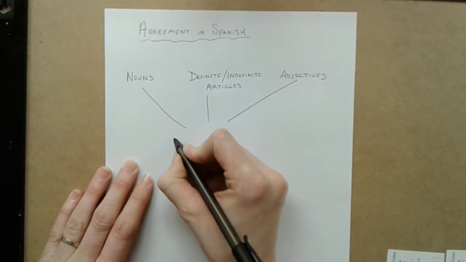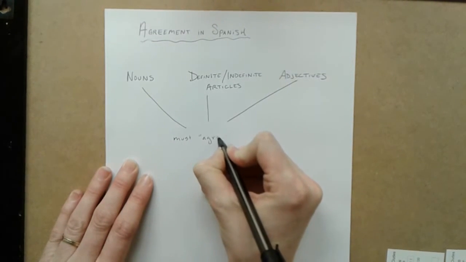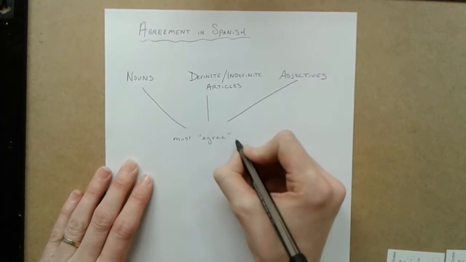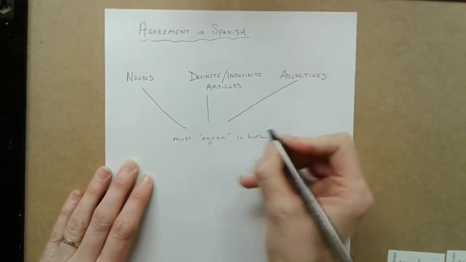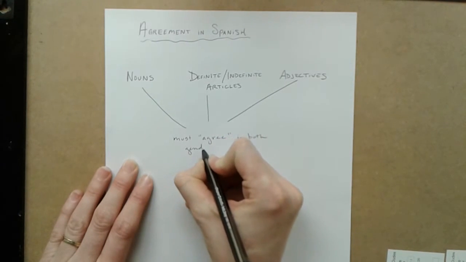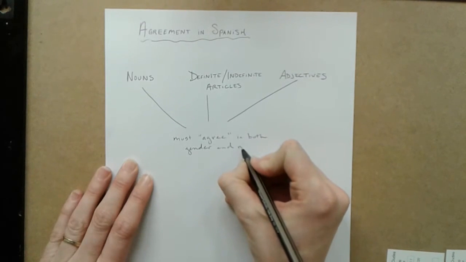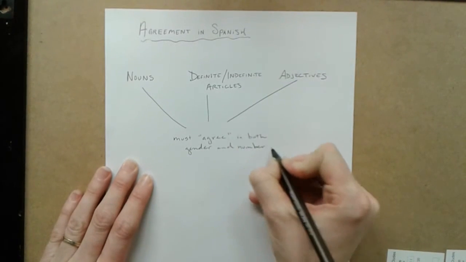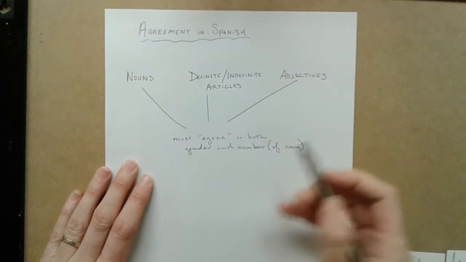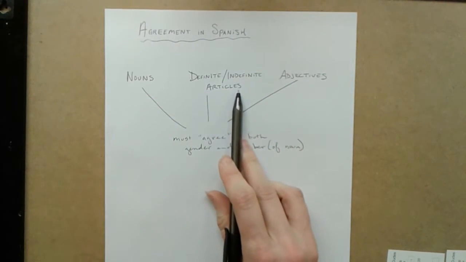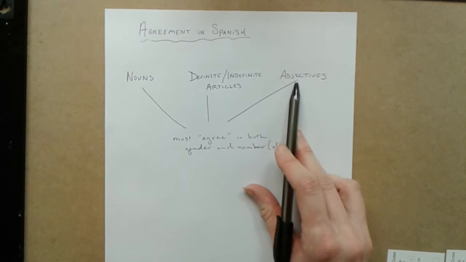All of these must agree in two ways, in both gender of the noun and number of noun. So the noun determines how the definite or indefinite articles will change, or the adjectives will change.